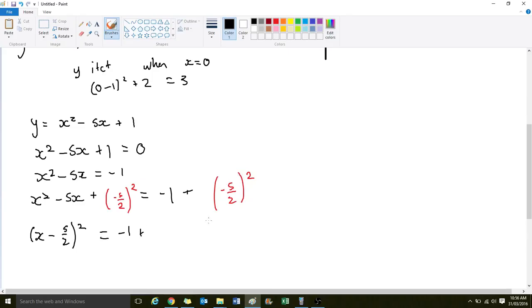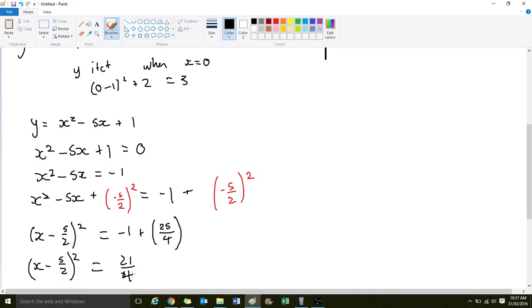plus minus 5 on 2 squared. So that's going to be, now minus 5 squared is going to be 25, and 2 squared is 4. Okay, so we have minus 1 plus 25 on 4. So x take 5 on 2 squared is equal to, now minus 1 we can write as minus 4 on 4, and now we can perform this fraction addition, and minus 4 plus 25 is just going to make it 21. So what we have then is 21 on 4.